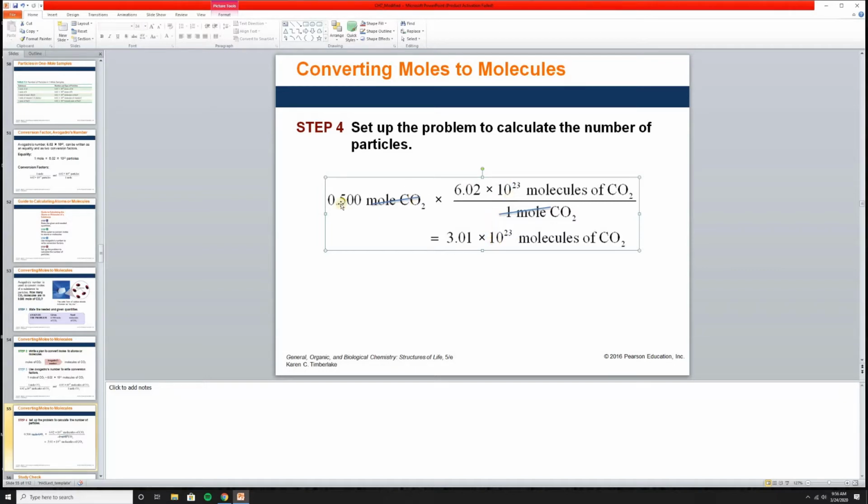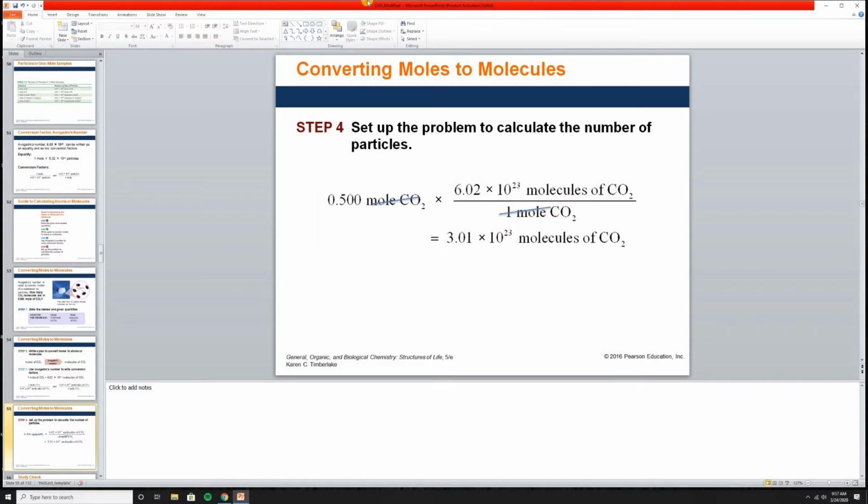But conversion factor wise, we're always writing down our measured number, 0.5 moles of CO2. Then we write our conversion factor. We want moles of CO2 to cancel out on the bottom. From our conversion factor, 6.02 times 10 to the 23rd molecules of CO2 goes on the top, that's our final unit, over 1 mole of CO2. So we cancel those units out, and we get 3.01 times 10 to the 23rd molecules. So that is our conversion.